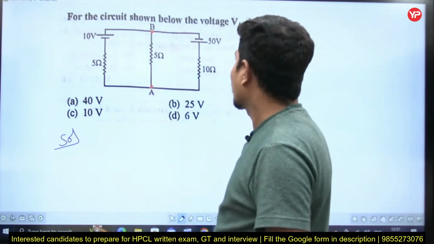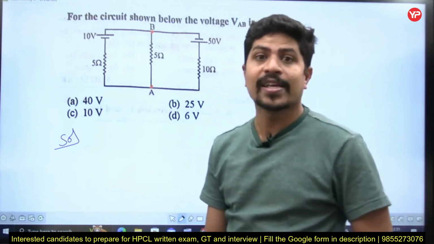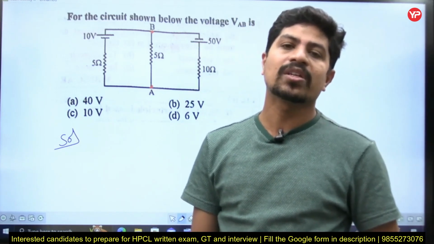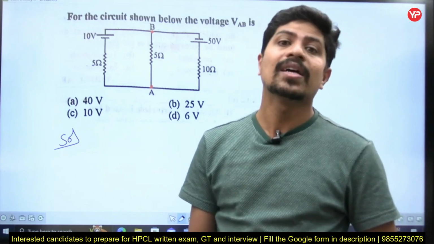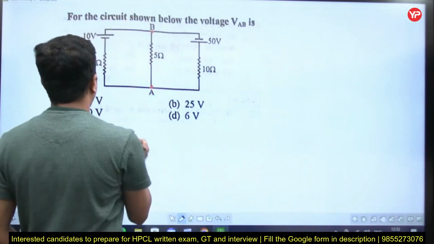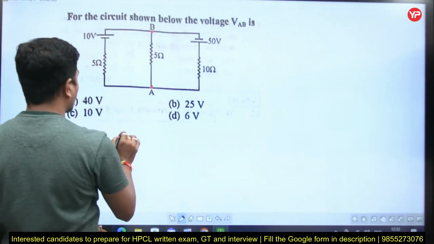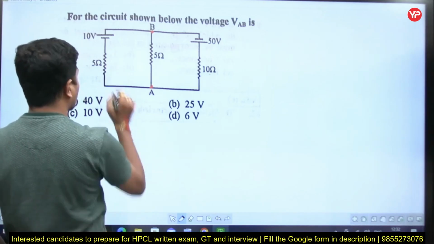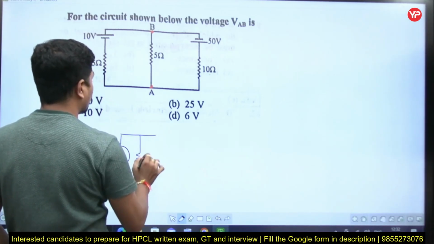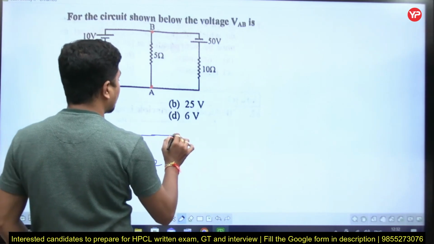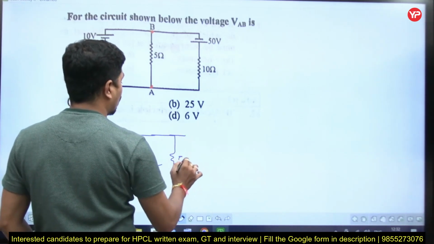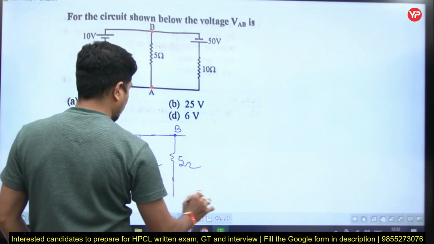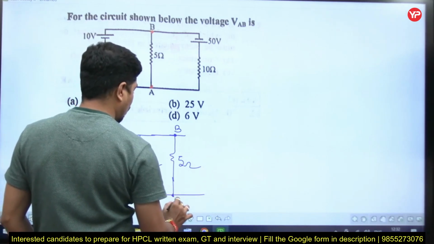I'll go with source transformation. Yes, that is easy for me. What is source transformation? A voltage source in series with a resistance can be converted to a current source in parallel with the resistance. By that, this voltage source of 10 volts with 5 ohms will be this way: 2 amperes, 10 by 5 is 2 amperes, and this is 5 ohms. And this is of 5 ohms, and this is B, and this is A.